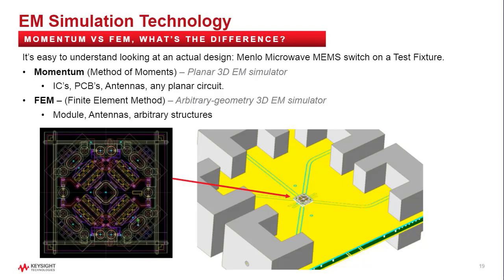Now, if you can imagine, we take this chip and we flip it and we mount it onto the test fixture, as is shown on the right. The finite dimensions of the chip, as well as the integration of the 3D connectors, make this an arbitrary 3D structure. So we can no longer solve this with a Momentum solver. We need to use what's called FEM, or finite element. Finite element is an arbitrary 3D EM solver for things like modules, antennas, and other applications like that.